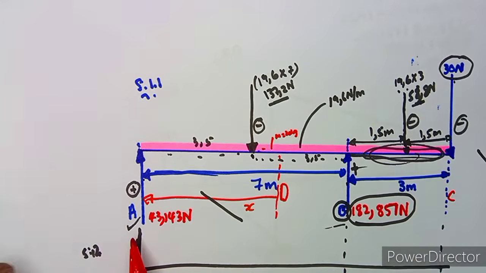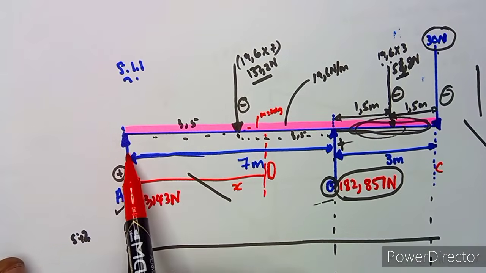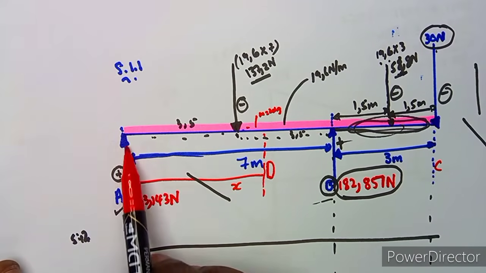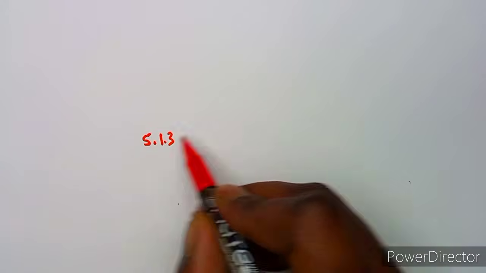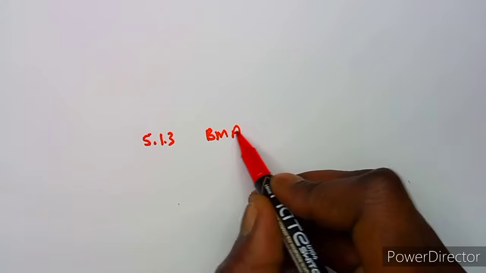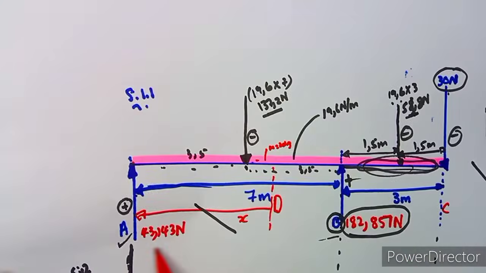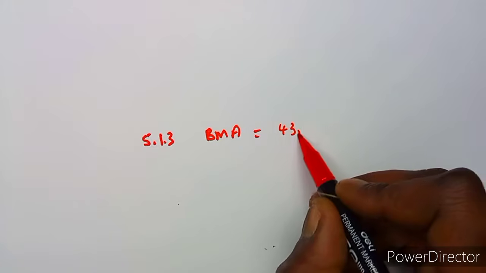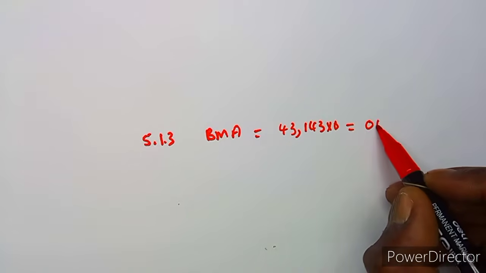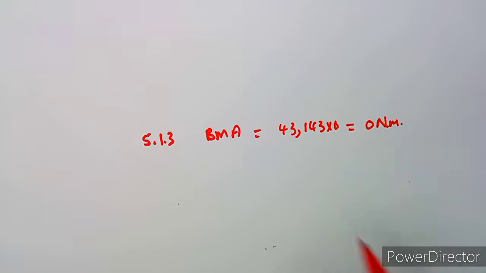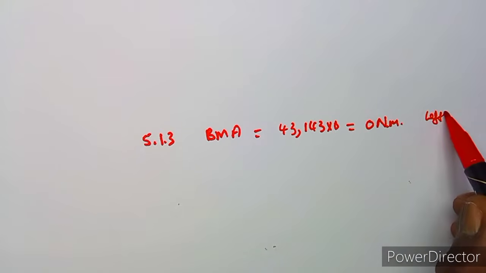But talking of the bending moments at A, this is actually 0. As you can see, we are multiplying; there's no distance, it's force times distance. So these ones are direct. Let us just take them as they are. So this is 5.13. We've got bending moments at A. So at A, we've got the force times distance. It's positive, it is going up. So 43,143 times 0, which is going to give us 0 Newton meter. That is taken from the left.